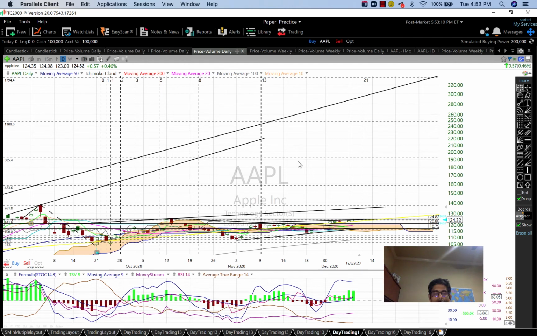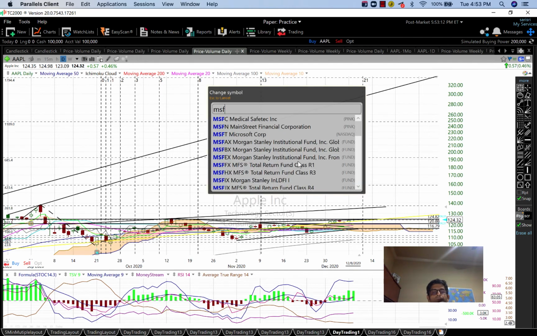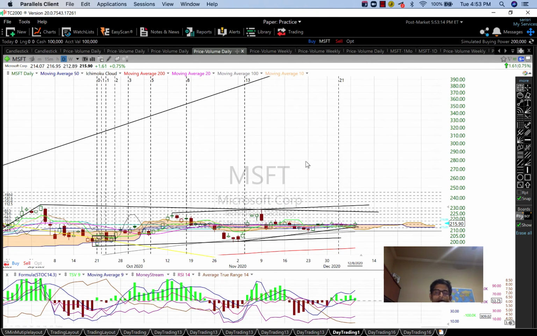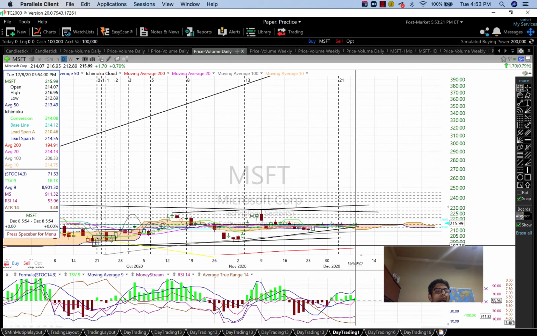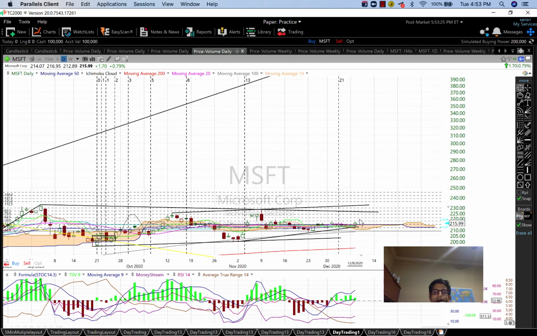And the last one is Microsoft. Microsoft today broke out of the cloud, and if you look at it, the conversion line is 214.08 and the baseline is 214. So what is going to happen tomorrow? There will be a big move, I believe, in Microsoft that will take the conversion line above the baseline according to Ichimoku, and then it becomes bullish.